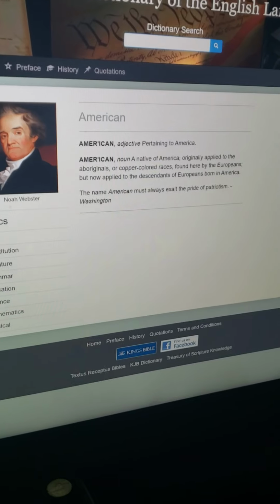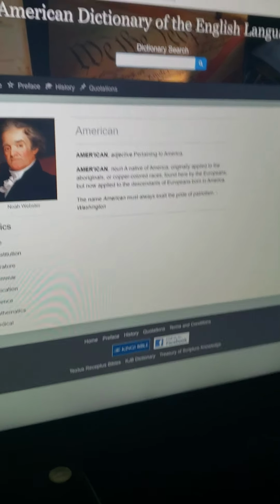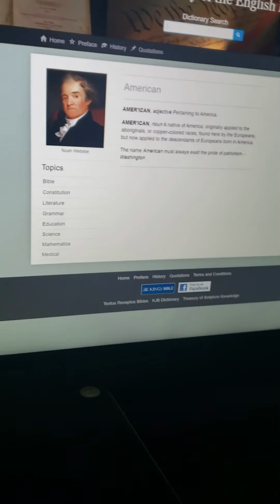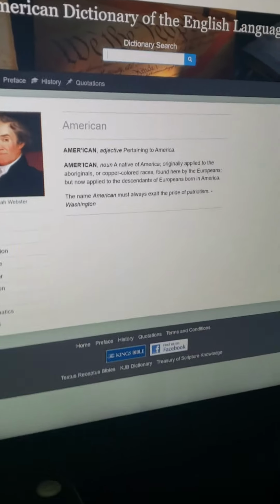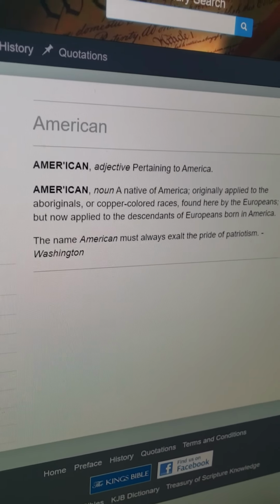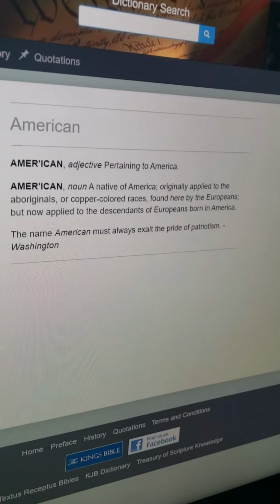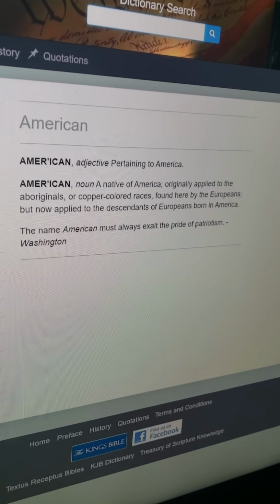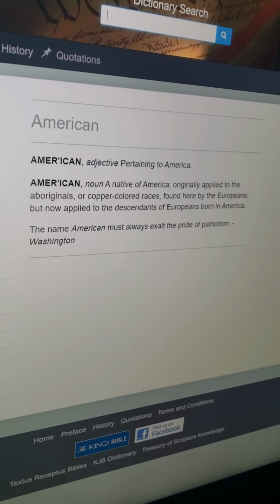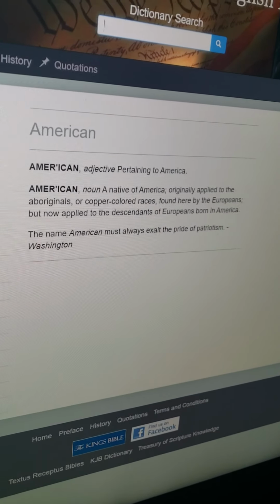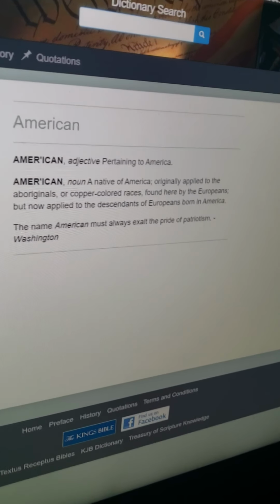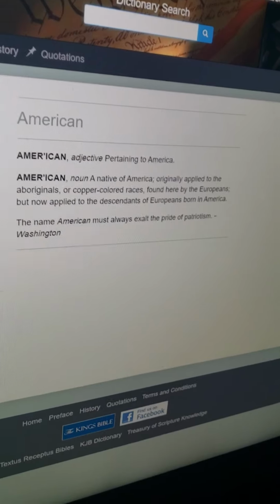First things first, we got to do the definition of American from Webster's 1828 dictionary. All right, now a native of America, originally applied to the Aboriginals or copper-colored races found here by Europeans. So if you watch the video, you already know what time it is with this. We already been through this. But for those that haven't seen it, American was originally applied to the Aboriginals or copper-colored races found here by the Europeans, but now applied to the descendants of Europeans born in America.